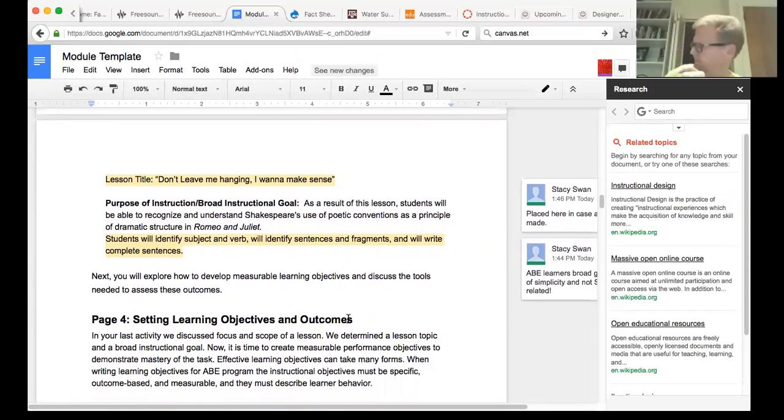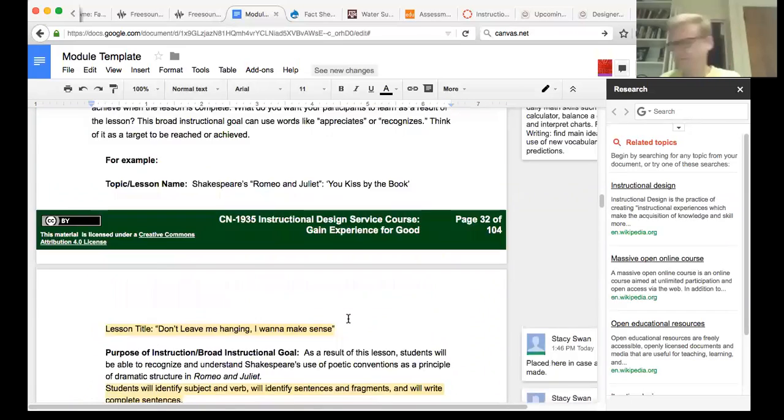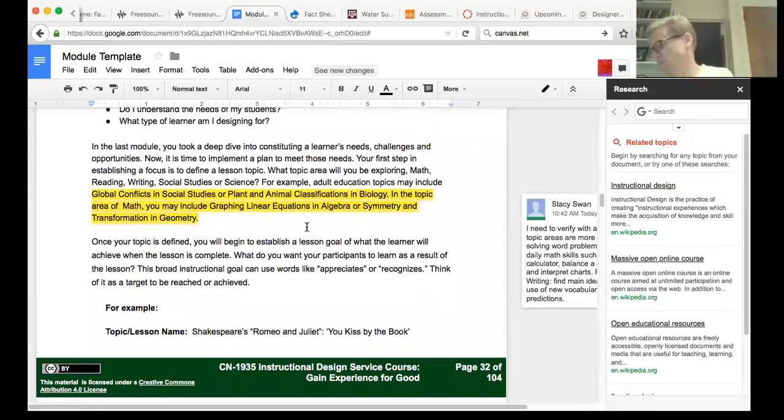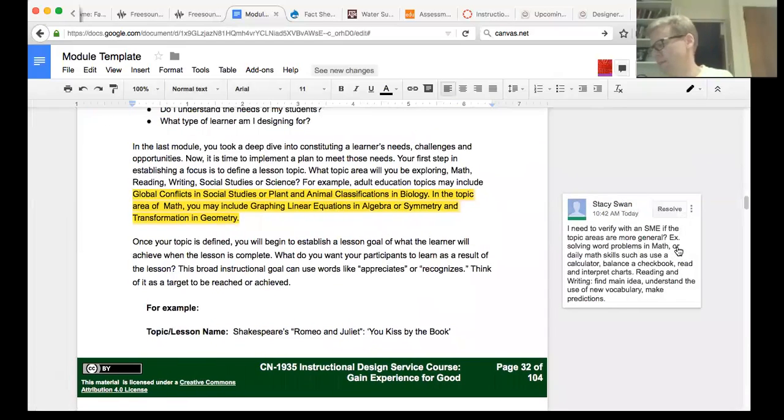So, go back up. Can you scroll back up a second? So here, really, they're talking more about, instead of solving word problems in math, daily math skills, such as how to use a calculator, how to balance a checkbook, how to read and interpret charts. Those are the things that we need lessons on for this particular group.